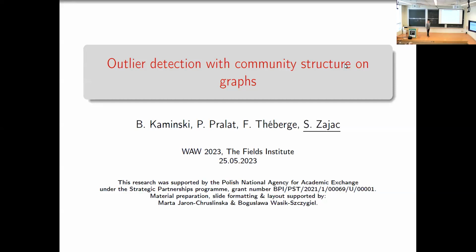And we now start the second session of today's conference. We have three presentations, and the first presentation is about analysis of community structure of graphs, and the perspective that will be presented by Sebastian Zajac is about how to detect outliers with respect to graph community structure.